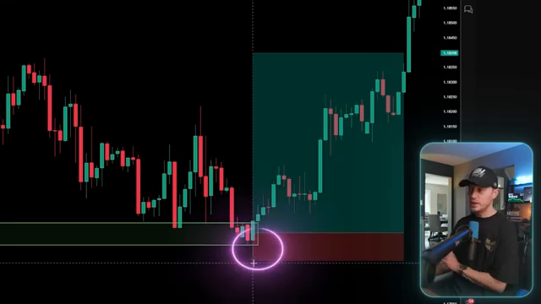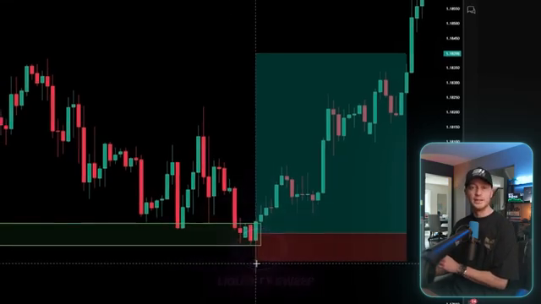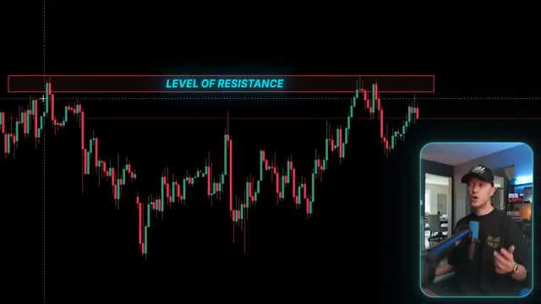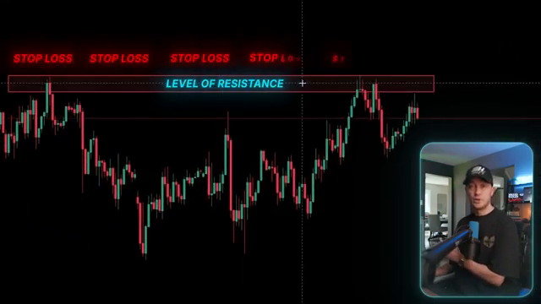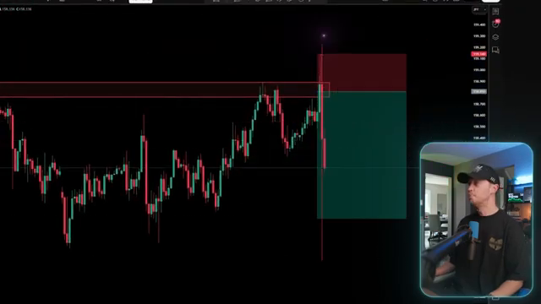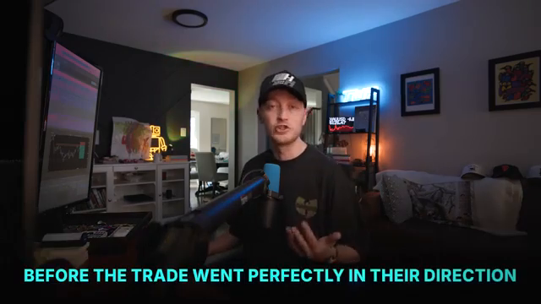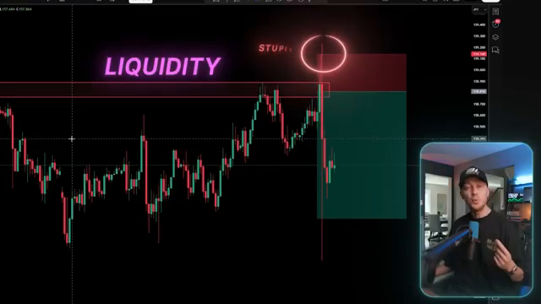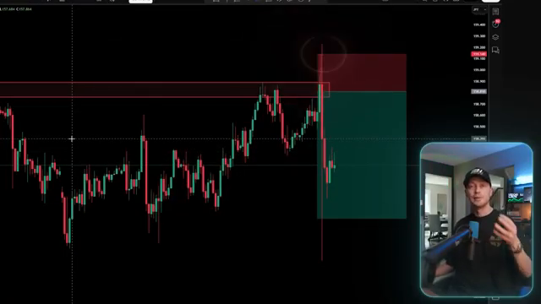This obvious liquidity sweep knocks them out of the trade. And the same thing goes for sells. There's an obvious level of resistance. Traders put their stops above this level, set up their short positions, get ready for a big win, and then boom, look at that. The liquidity sweep knocks them out for a loss again before the trade went perfectly in their direction. So by knowing where liquidity is, I avoid stupid losses and get high probability trades.